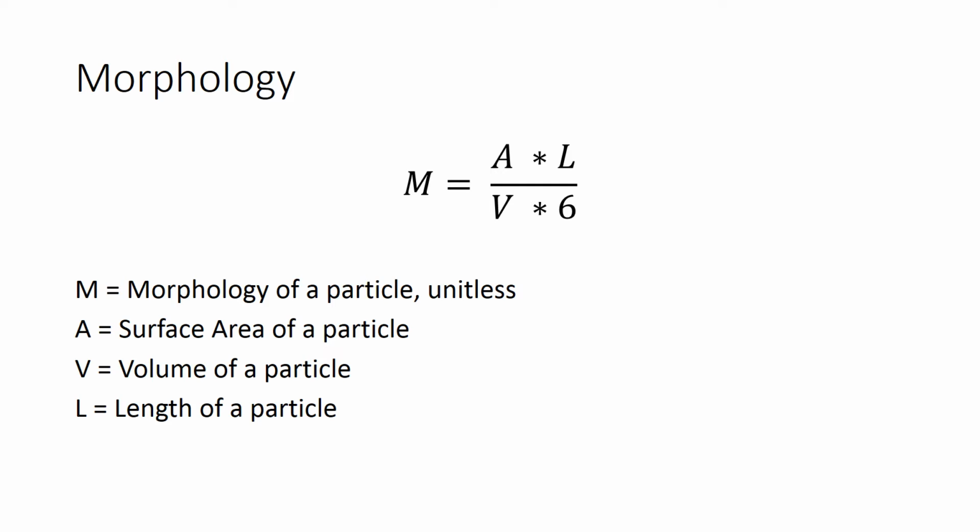The mathematical representation of morphology can be described as the surface area of a particle multiplied by the minimum circumscribing diameter of a particle, divided by the volume of a particle multiplied by 6.